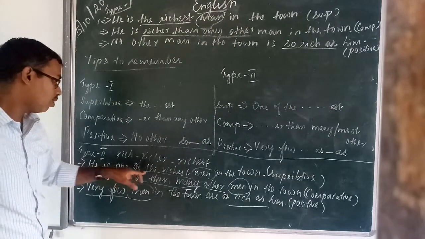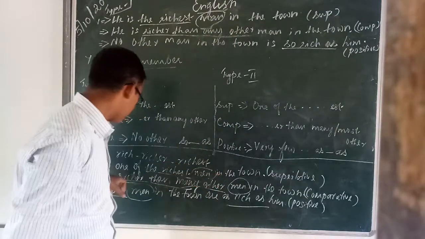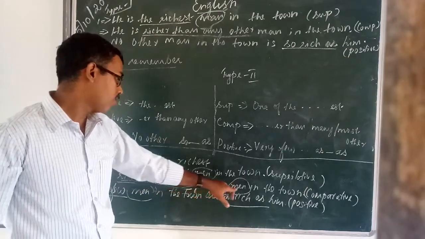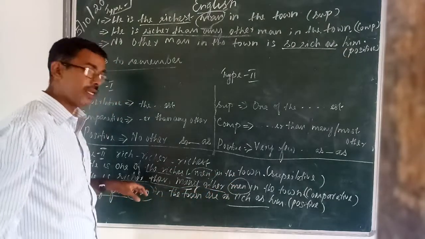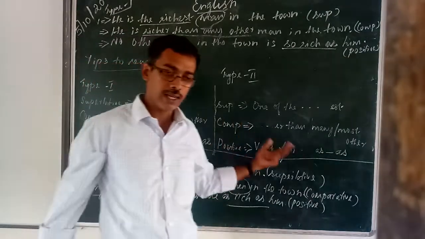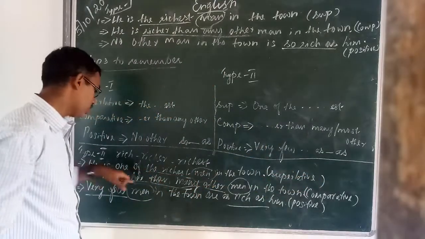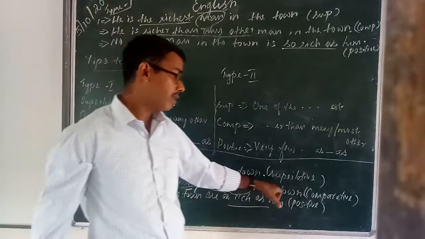He is one of the richest men. He is richer than many other or most other men. He is one of that's the meaning of this. He is richer than many other men in the town.